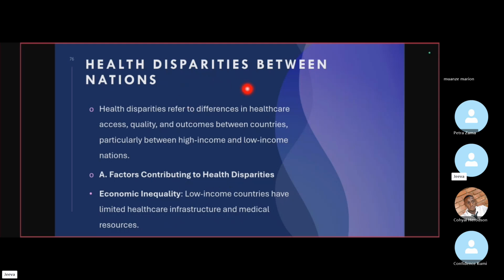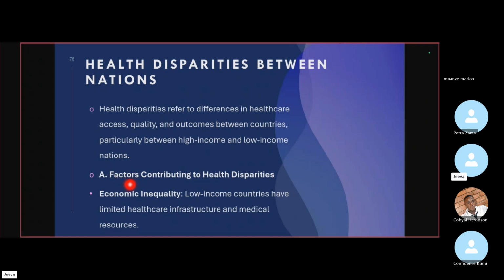So, health disparities between the nations. Health disparities refer to differences in healthcare access, healthcare quality, and healthcare outcomes between different countries. Suppose a developed country has better healthcare accessibility, better quality of healthcare can be given, and better healthcare outcomes can be seen when compared to a non-developed country. Particularly between high income and low income nations.